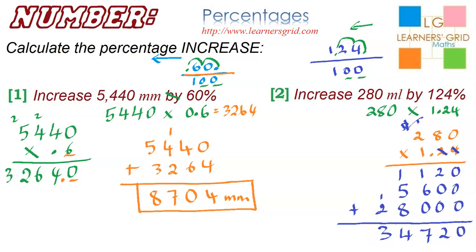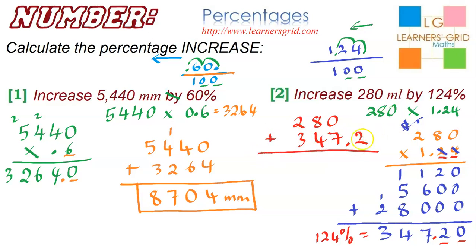So where does the decimal point go in? Again, how many decimal places were there in the question? Only 1, 2. So 1, 2, and the answer, the decimal point goes here. So this is the 124%. So all I need to do now is add that to 280. So I'm going to do that, 347.2. Add them together, and that will give me the final answer.